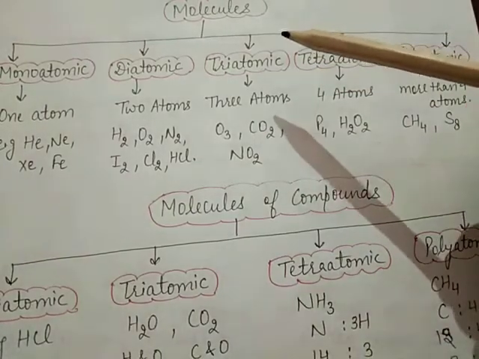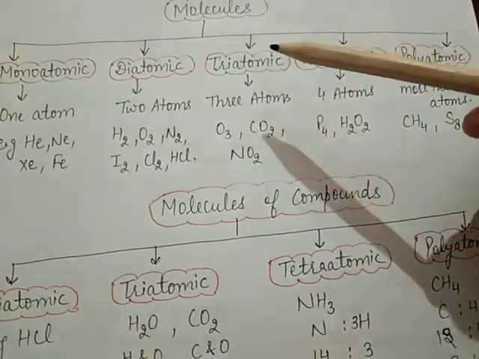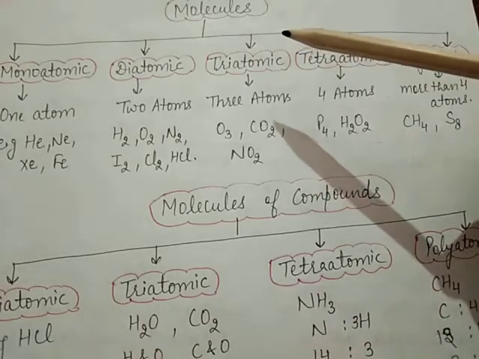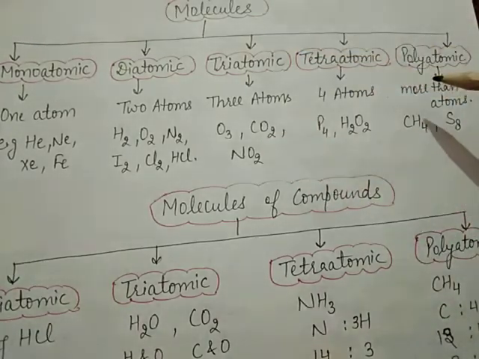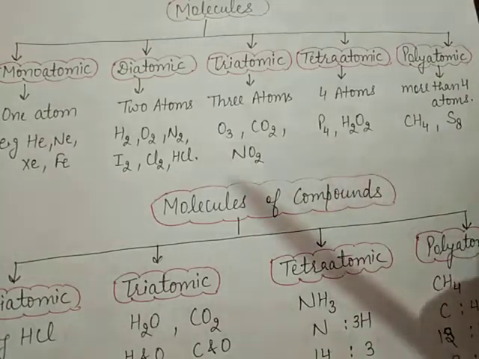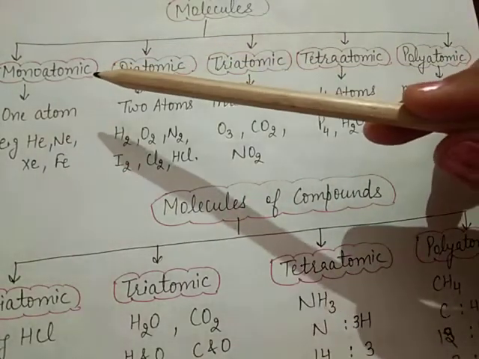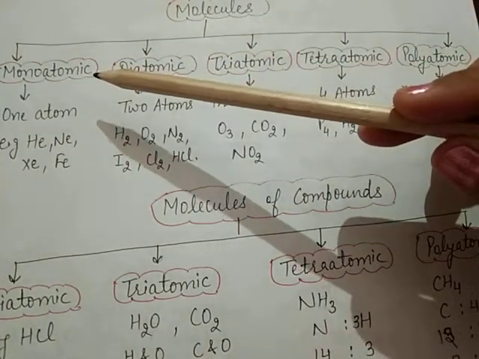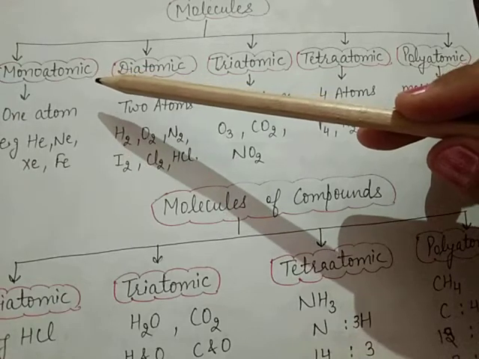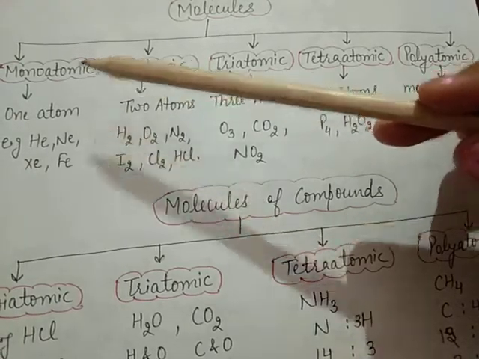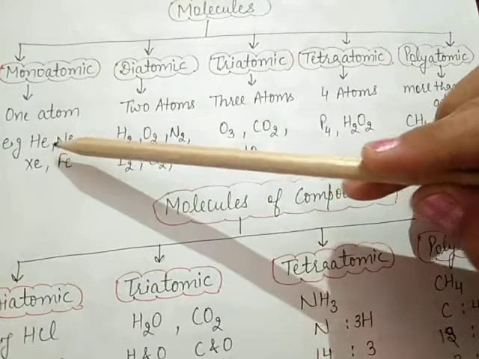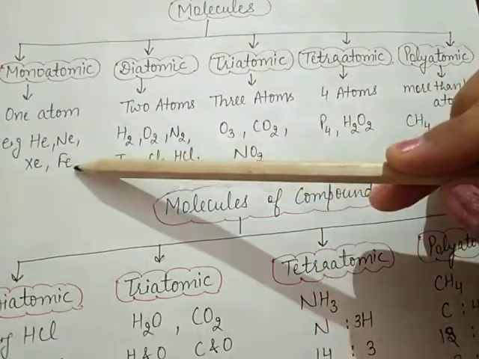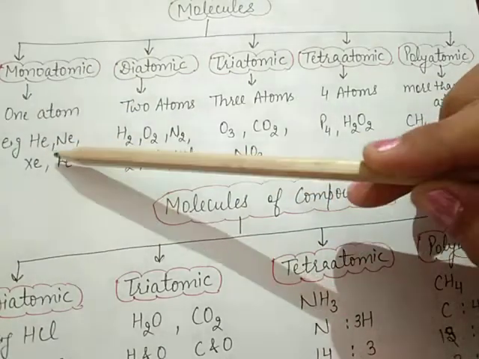On the basis of atomicity, molecules are classified into many classes. First, monoatomic. Mono means one, atomic means atoms, so these molecules are made up of only one atom, like helium, neon, xenon, and iron. This is the symbol of iron, Fe.